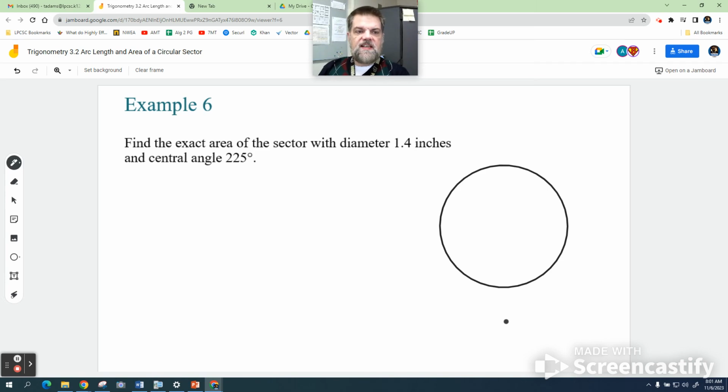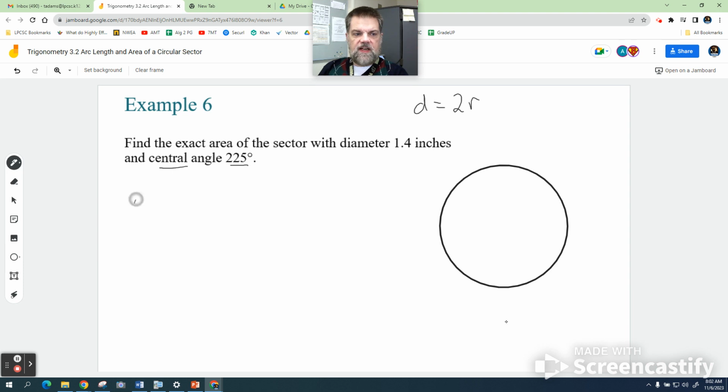So it says find the exact area of a circle with a diameter of 1.4 inches, and the central angle of 225 degrees. So remember that the diameter is equal to 2 times the radius, right?